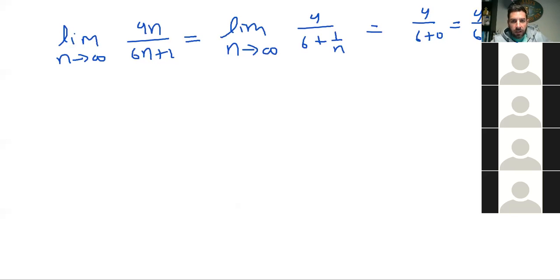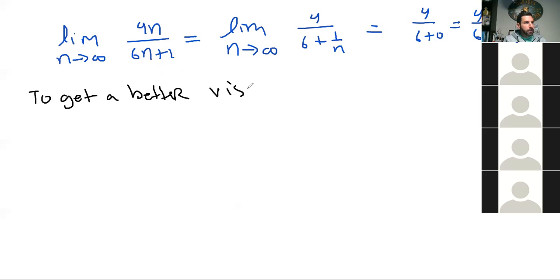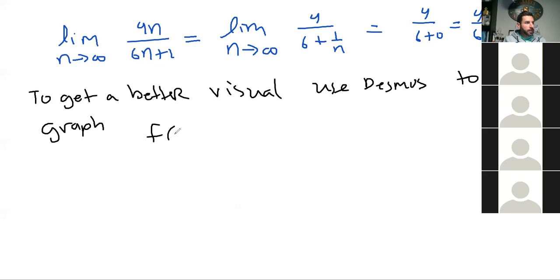So here's something I'll leave you with that would be useful. To get a better idea or a better visual, use Desmos or anything, I don't care. You think I get paid by them. But use Desmos to graph this function, f of x equals 4x over 6x plus 1. What you're going to get is the following picture.